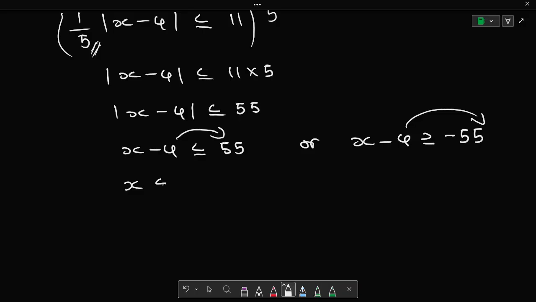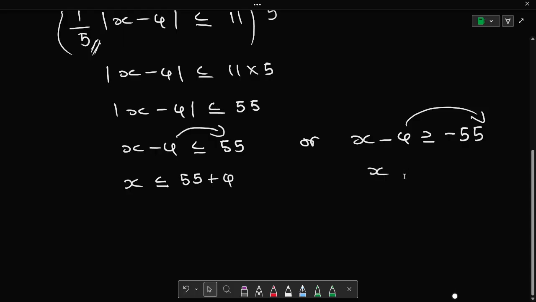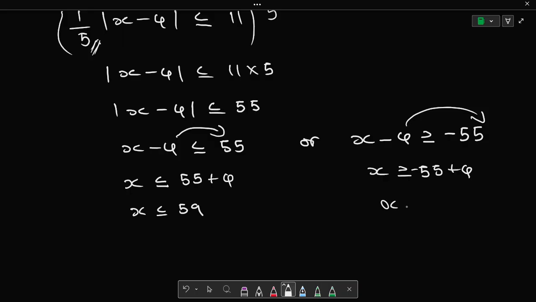x is less than or equal to 55 plus 4. x is greater than or equal to negative 55 plus 4. So we'll get x to be less than or equal to 59, and this part will get x to be greater than or equal to negative 51.